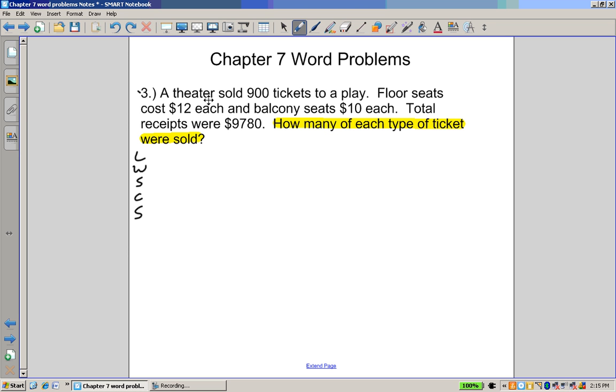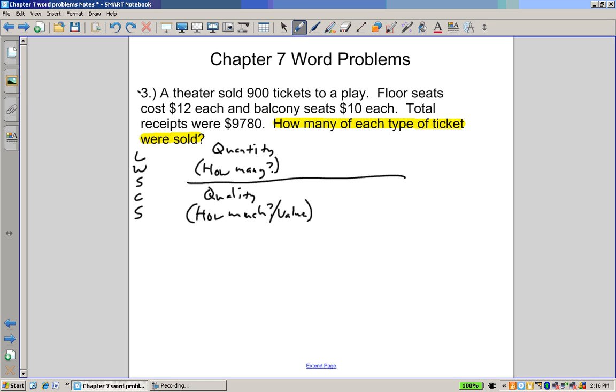All right, so what we're dealing with here, we're dealing with dollar value and sum. So I like to think of this as quantity, how many, and quality, and that is how much. What's the value? So that's where my 2 equations are going to come from.